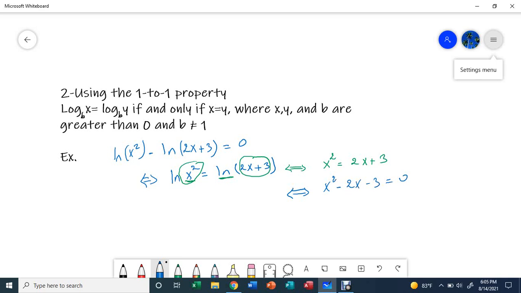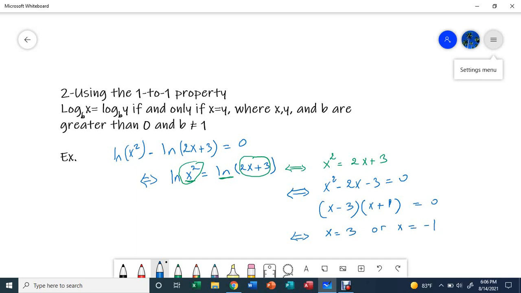Now I need to factor this equation. I need two numbers that multiply to negative 3 and add to negative 2. So negative 3 and positive 1 will do the job. That means x equals 3 or x equals negative 1.